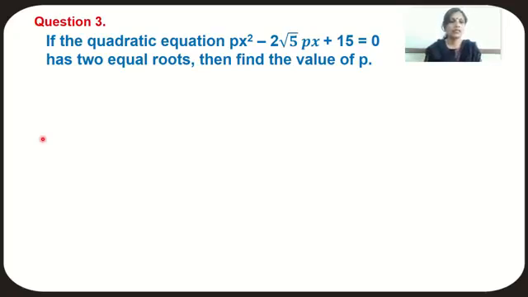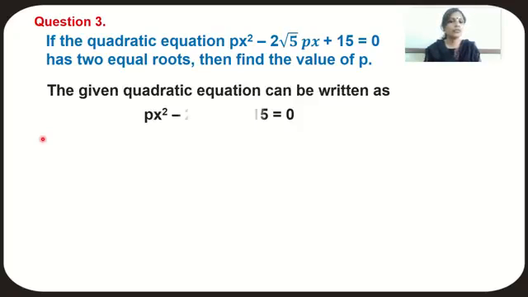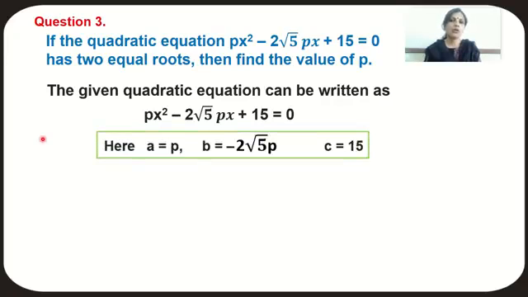Okay, so let's do it. We are given the quadratic equation as px square minus 2 root 5p into x plus 15. We need to compare this with the standard form so that we can find the values of a, b and c. So we get a is equal to p, b is equal to minus 2 root 5p, and c is 15. You have to be very careful that p is not the variable here. The variable is x. p is a constant term.